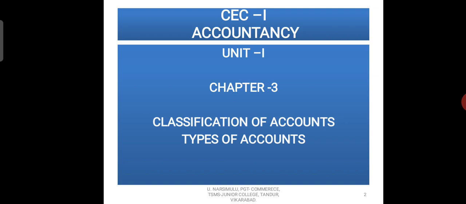debit and credit. And one more point: in the annual examination, sometimes you may get a question for 5 marks from this topic, such as explain the types of accounts, or explain the types of accounts along with their debit and credit principle. So like that the question will come in the annual examination for 5 marks. Okay, let's start.